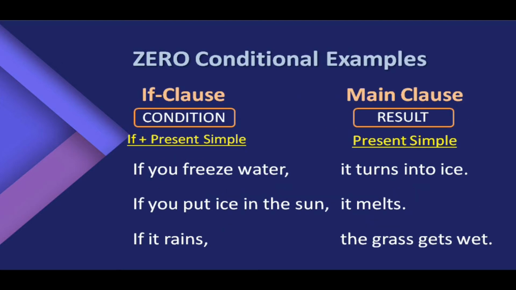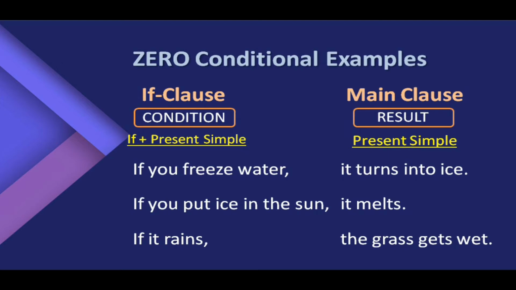Now, we have certain examples of zero conditional. Again, we have the if clause and the main clause. The if clause is called the conditional part and the main clause is called the result part of the sentence. The structure of the if clause is if plus present simple, and the structure of the main clause is present simple. Here, I have given 3 examples of zero conditional.